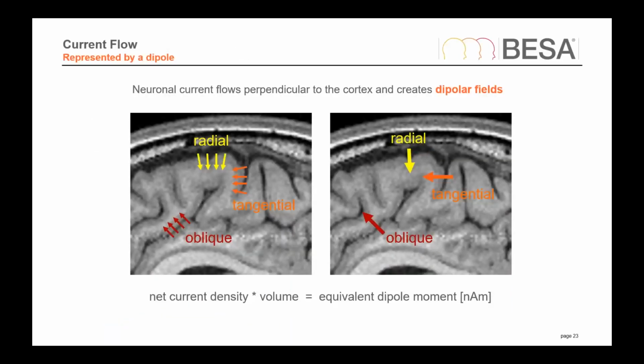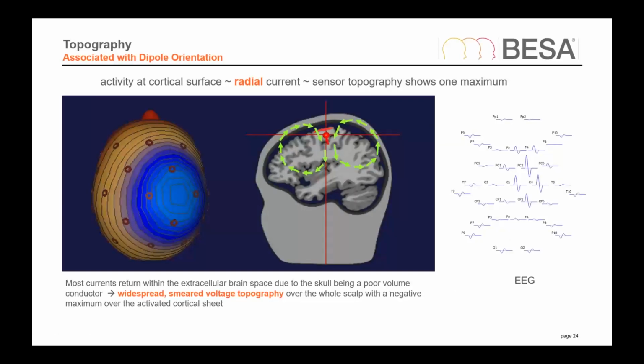Well, let's just have a quick look at how these currents are even generated. So neuronal current typically flows perpendicular to the cortex and creates dipolar fields. And the orientation of these currents can be radial with respect to an approximated sphere. So in this case, approximating the head surface by a sphere, or it could be tangential, or it could be none of the two. So if we're looking at a radial current, what does it do? It actually creates a widespread smeared voltage topography over the whole scalp with a negative maximum over the activated cortical sheet. So you can see here that you have the main part of the signal in maybe 4 or 5 electrodes in this scenario, but you also have some signal somewhere else from just one generator in the brain.